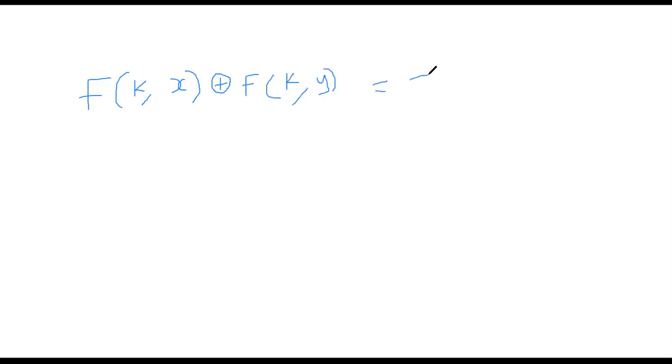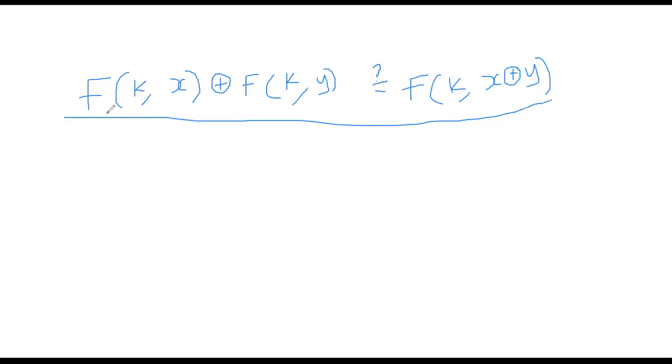Is this equal to, and I'm going to question this, f of k XOR of x and y? If this property is satisfied, it will be very bad for cryptographic usage. I will talk about why it is bad later, but in this segment, I will only focus on this particular question. We already constructed a pseudo-random function f as follows in the previous segments.